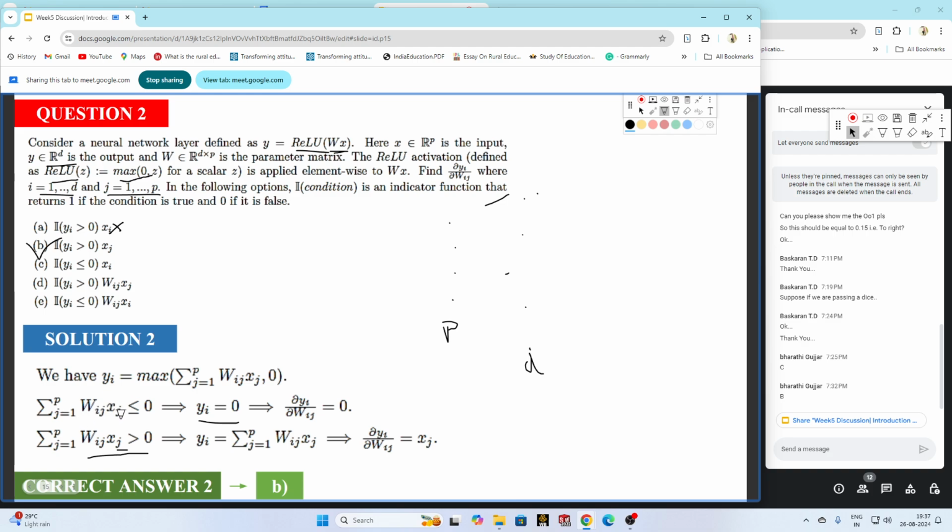If wijxj is less than or equal to 0, it will return yi as 0. And if you differentiate 0 by anything, that will be equal to 0. So the first case is clear.